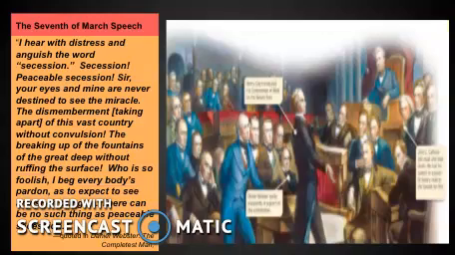Now, in your textbook on page 440, you will see a picture where you have Henry Clay introducing the Compromise of 1850 on the Senate floor.